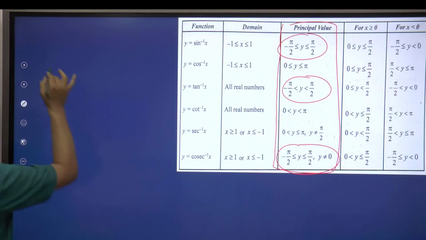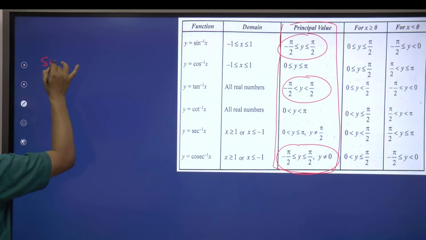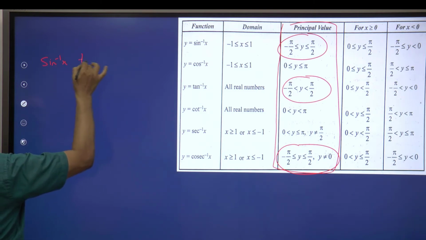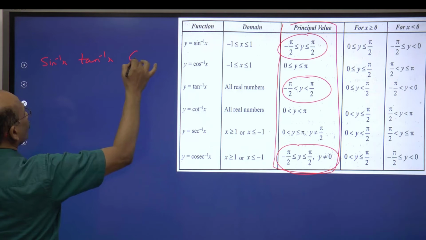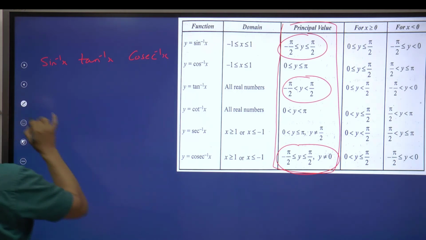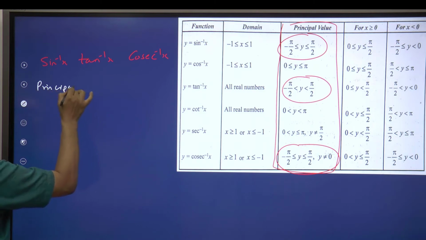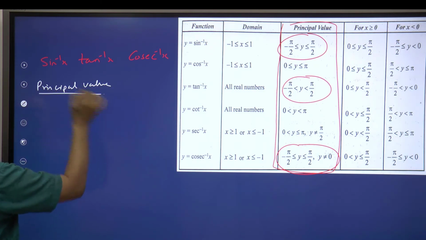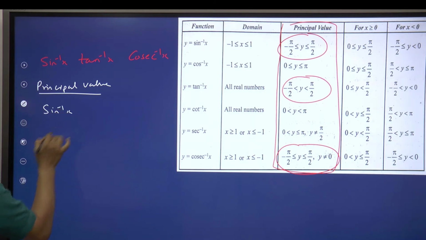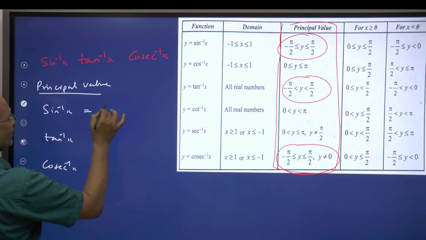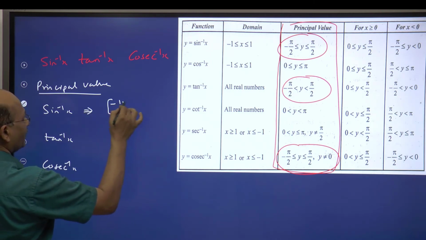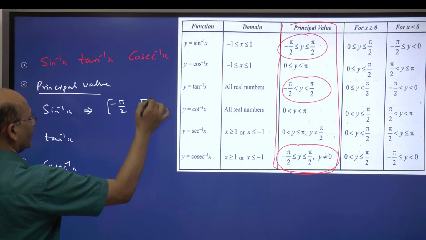Now listen how I tell you. If you see these three inverse trigonometric ratios, sine inverse x, tan inverse x, and cosec inverse x, the principal value for sine inverse x is nothing but minus pi by 2 to pi by 2. Pay attention, very important.